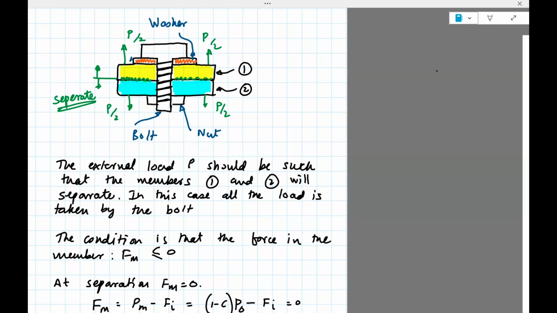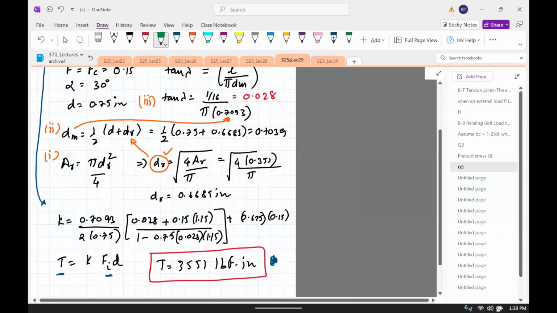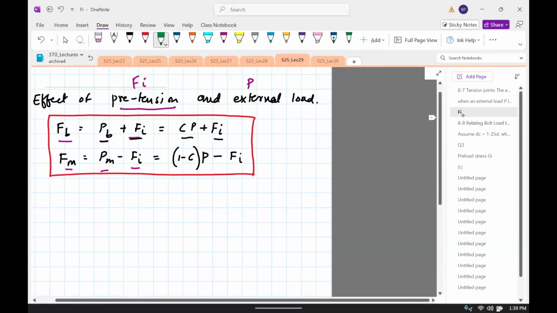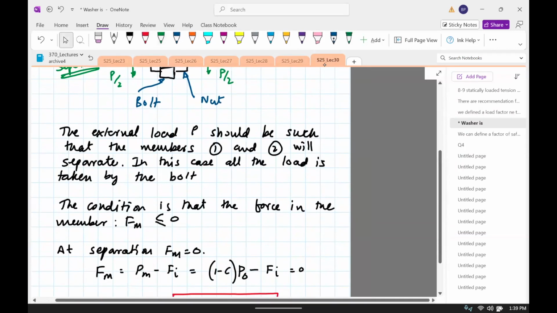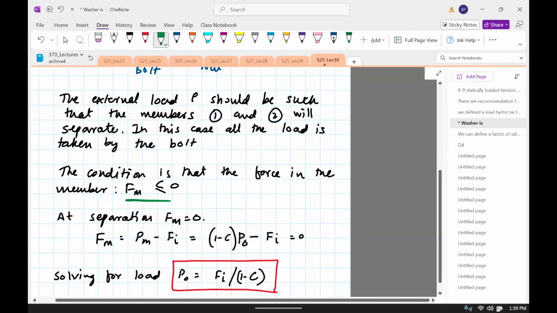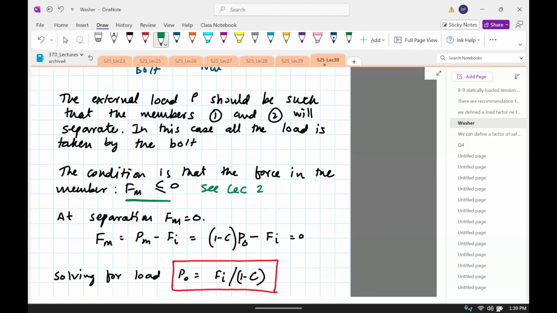It turns out that we did derive a formula for Fm. So if I go back here, this is the load in the members. It's CP minus Fi. When this force goes less than 0, we'll have separation. So we go back to lecture 29. We put the value Fm equals 0, and solve for that load.